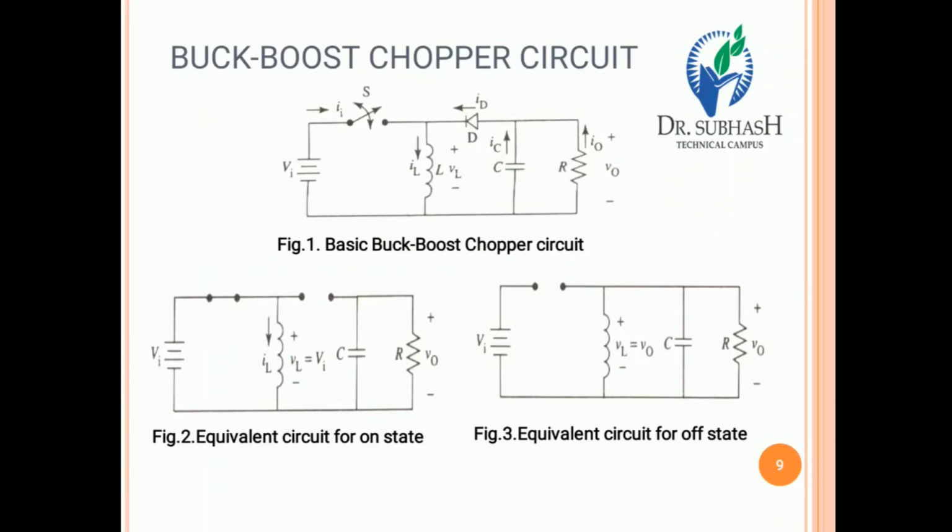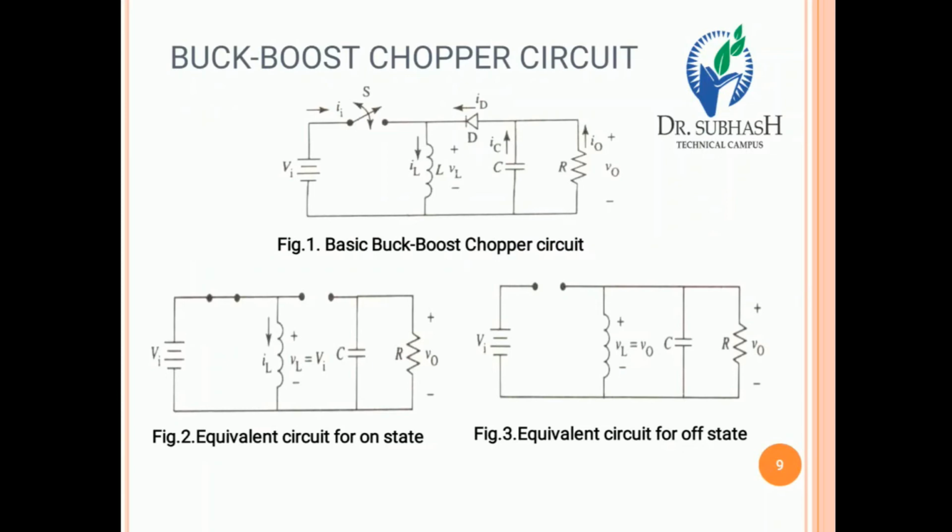Here we have to connect the series switch S with the input voltage supply Vi, and the inductor is connected in parallel with the input voltage Vi, right? So that switch can be operated in two different modes, either turn on condition or turn off condition. If the switch goes into the closed condition, right?